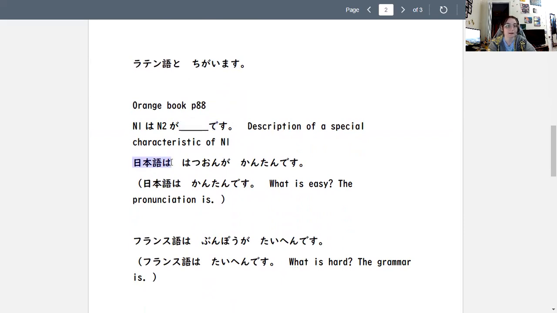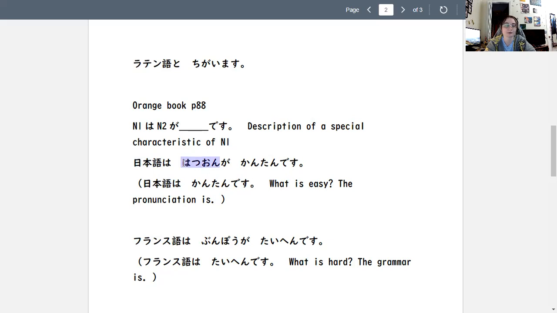So, for example, 日本語は発音が簡単です. So basically, this sentence is saying that pronunciation in Japanese is easy. Or you could just say 日本語は簡単です. So you could just say that, oh, Japanese is easy. But if you wanted to describe an aspect of Japanese, like its pronunciation, you could say, oh, 発音を, or sorry, 発音が簡単です.